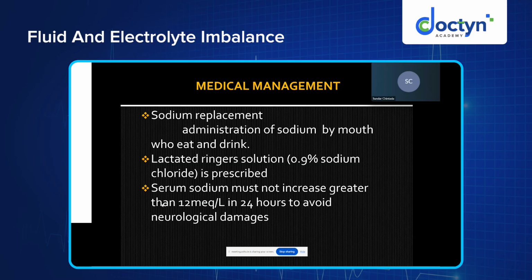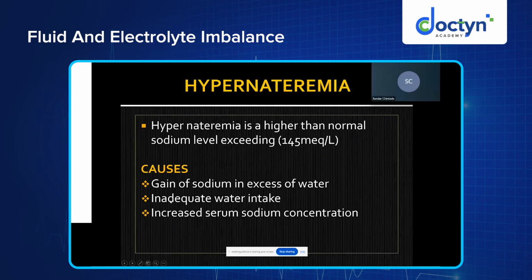Why? To avoid any neurological damage that is associated with it. So rapid correction should not be done. It should be a slow and sustained correction. Coming to hypernatremia, it is the values that are higher than the normal levels of sodium, that is, greater than 145 milliequivalents per liter.